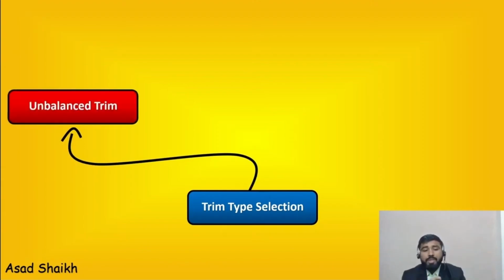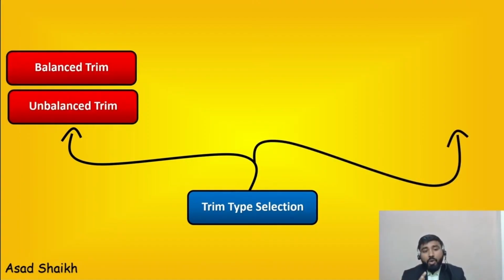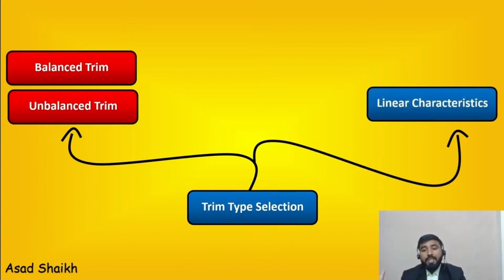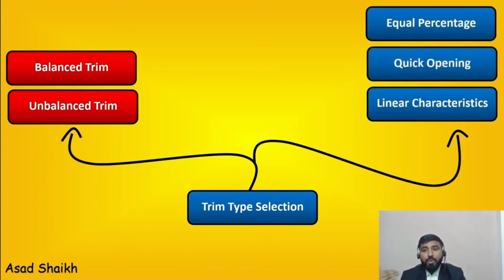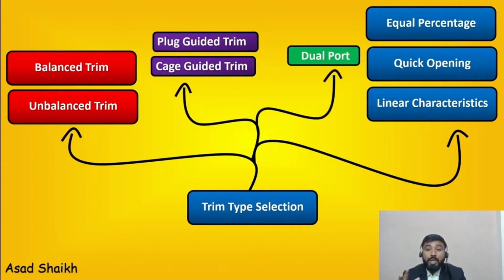The first category I call unbalanced and balanced trim design. The second, on the opposite side of the spectrum, is where you have linear characteristics, quick opening and equal percentage. Then you have something called cage guided design and plug guided trim. And finally you have dual port and single port globe valves available.